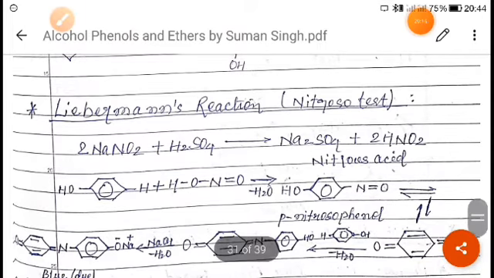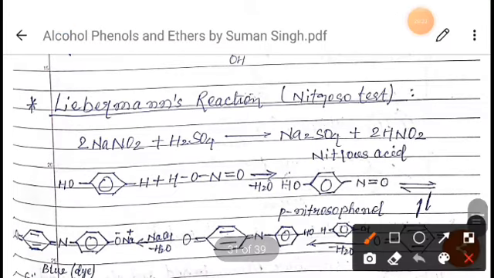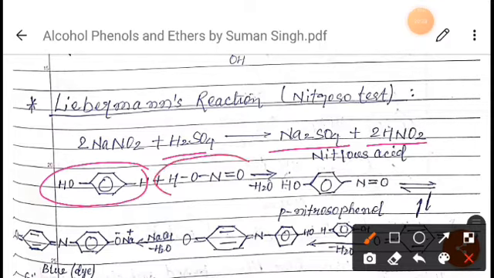So as you can see, we are using here 2NaNO2 plus H2SO4. So we are getting here Na2SO4 plus 2HNO2, right? Now, when we talk about this one, what is happening here, look carefully. H2O will come out from here, and we will get a product like this, as you can see here. H2O is coming out, right?